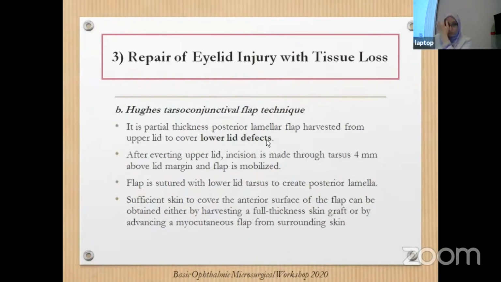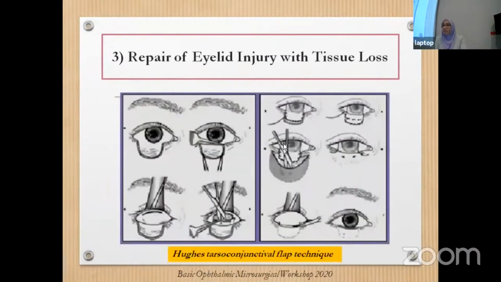Okay, for the Hughes tarsoconjunctival flap technique, it is a partial thickness posterior lamellar flap harvested from the upper lid to cover the lower lid defect. It's the same thing actually. You can remember it like this: H, Hughes, is for the defect of the inferior, the lower eyelid. The same technique as Cutler-Beard just now. Remember C for upper defect, H for lower. This one can come out in the exam also, so it's good if you know this technique. Also in 2 stages, the same thing. This is a different side of the repair, the upper or the lower lid.